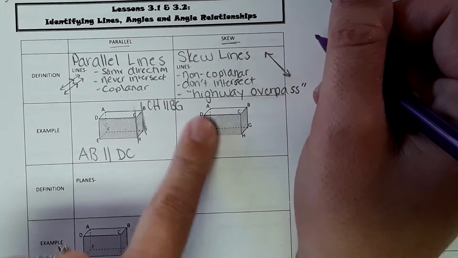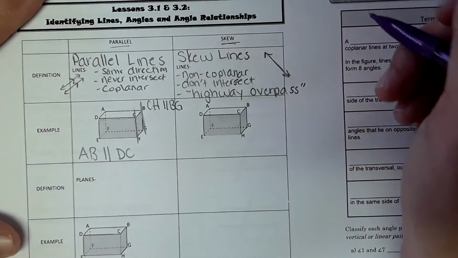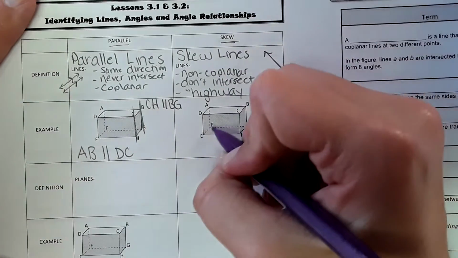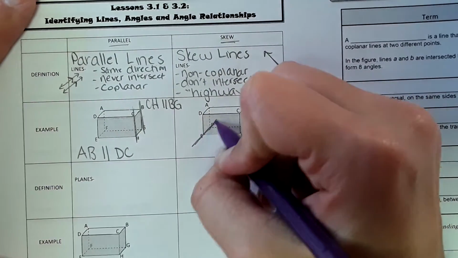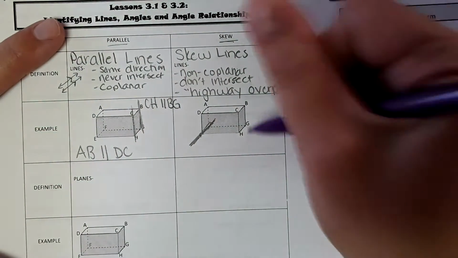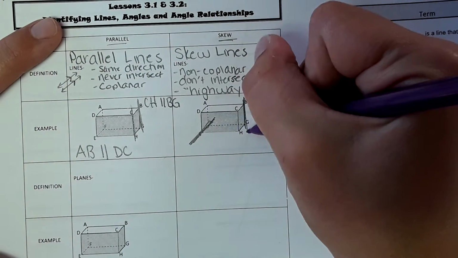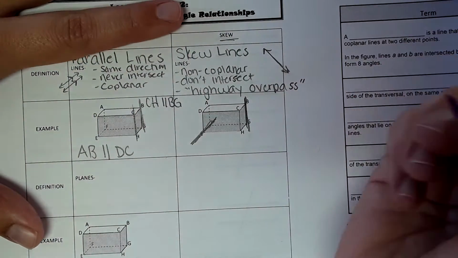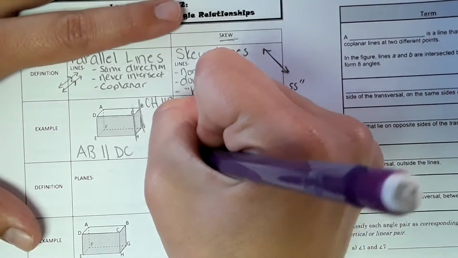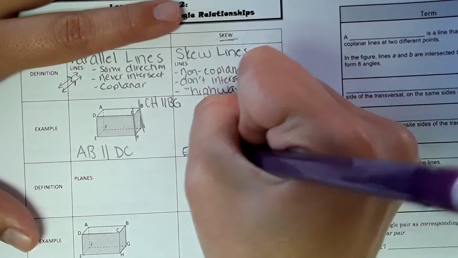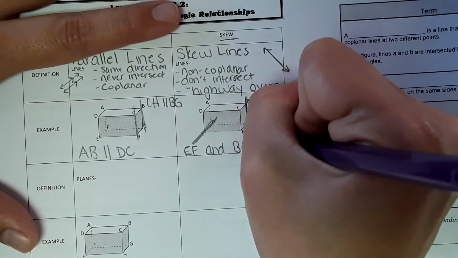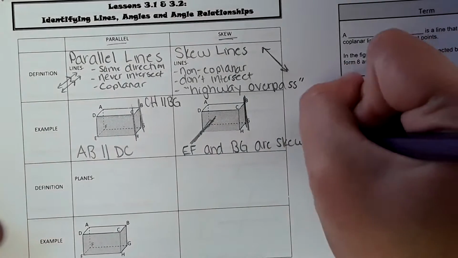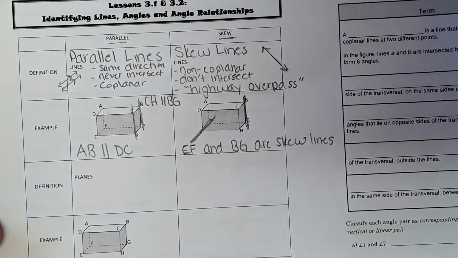And then over here, we're going to look at skew lines. What skew lines do we have in this shape? Of course, there's actually a lot. Let me point some out. Maybe this line, EF, and then BG. These are two lines. They'll never intersect. They aren't going in the same direction. They're just skew. So EF and BG are skew lines, if you want to be technical.